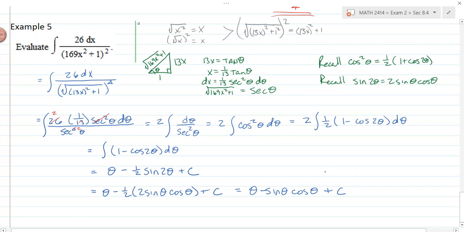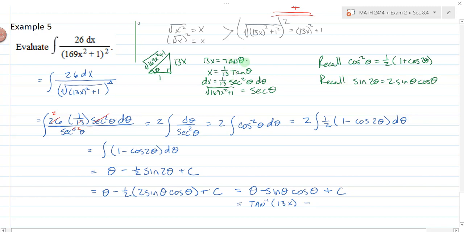Do I want to leave this as my final answer? No, I don't. I got to use the triangle to go back to the original variable. The original variable here was x. So I need to figure out, well, what is theta going to be? Well, I have this right here. 13x is equal to tangent theta. How could I get that theta by itself? Take tan inverse of both sides. So that means that theta is now going to be tan inverse 13x.